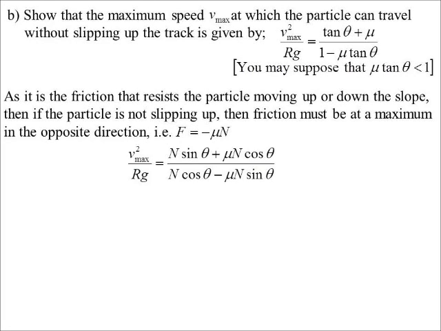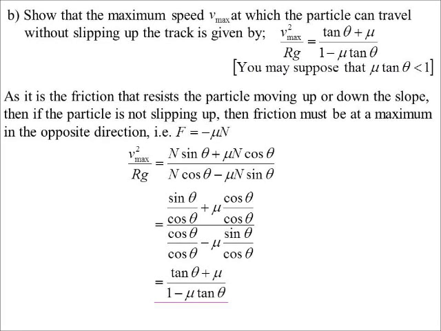So if we sub that in for what we just found, v squared max on Rg will be n sine theta plus mu n cos theta, and so on. Now the normal forces all cancel. And we've got a whole heap of sines and coses that we want to turn into tan. So really all I've got to do now is divide everything by cos theta. Sine theta on cos theta is tan theta, cos theta on cos theta is 1, and so on. And so there's our answer.